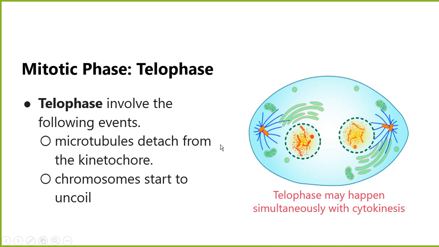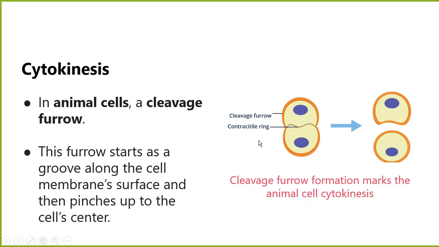Microtubules detach from the kinetochore and chromosomes start to uncoil. Okay, so mag-uncoil na siya. From chromosome, magdi-decondense na siya into chromatin. Okay, so matatanggal na yung microtubules, yung mga line na yon. Okay, anyway, makikita niyo yan mamaya sa video.